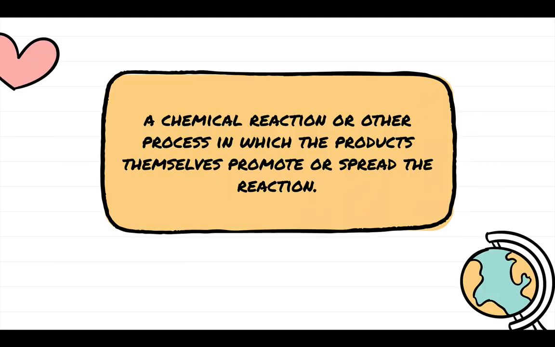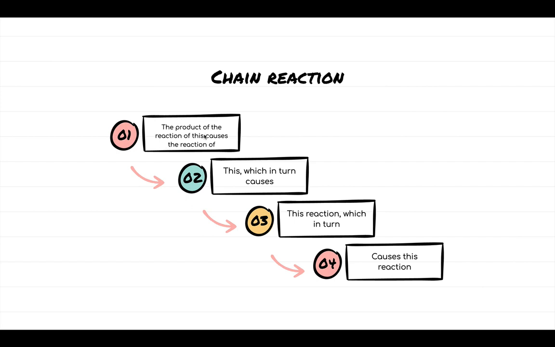So, a chain reaction is a chemical reaction or other process in which the products themselves promote the spread of the reaction. Chain reactions are actually seen everywhere in life, not just in Rube Goldberg machines. Essentially, the product of the reaction of something at the start causes the reaction of the second one, which in turn causes the reaction of the next, which in turn causes this reaction. And when they're all put together in a chain reaction, it's called a chain of events.